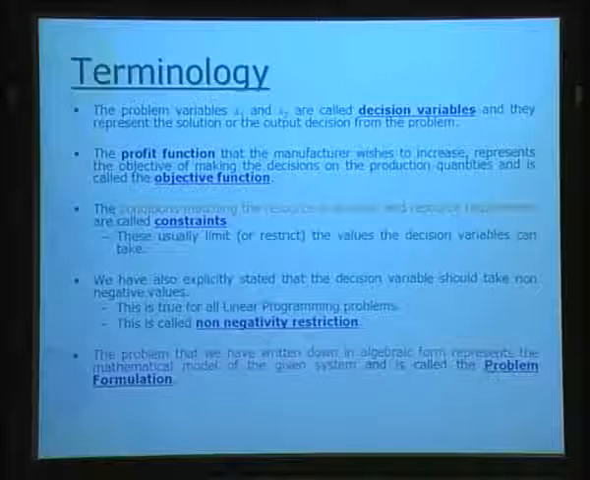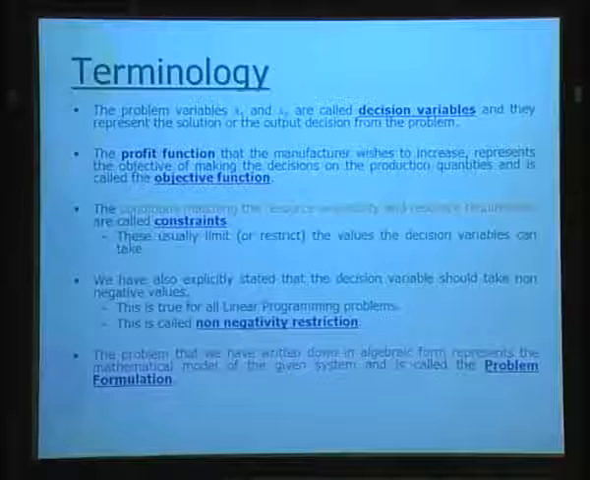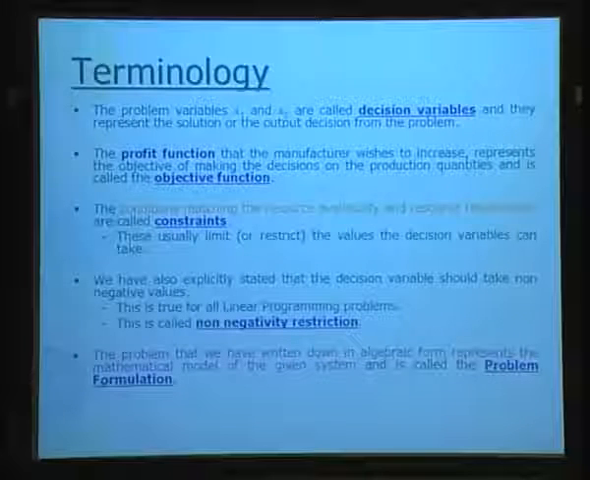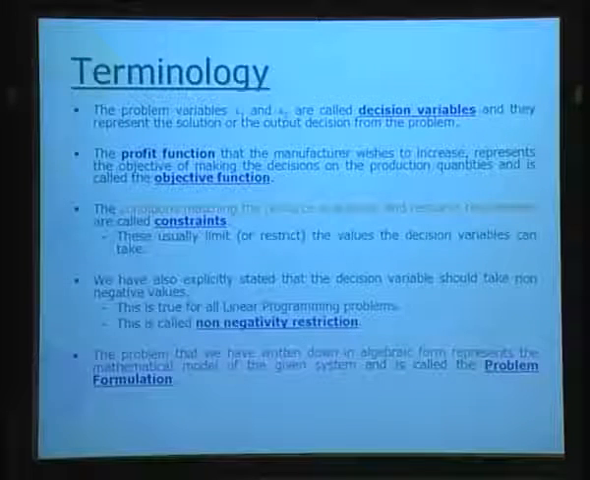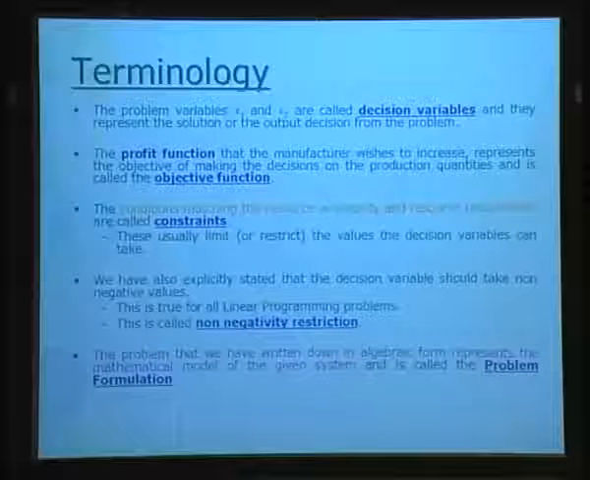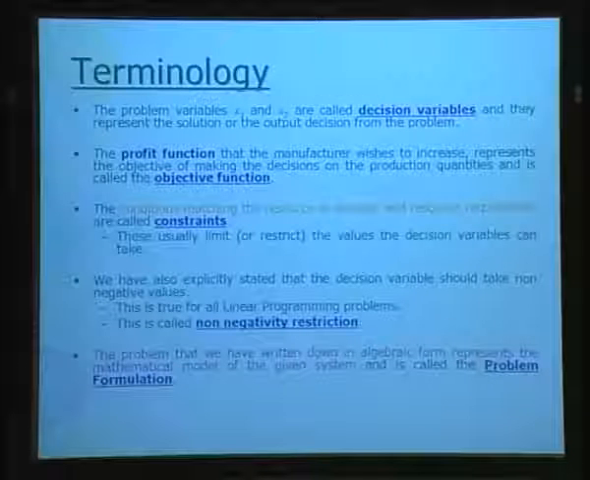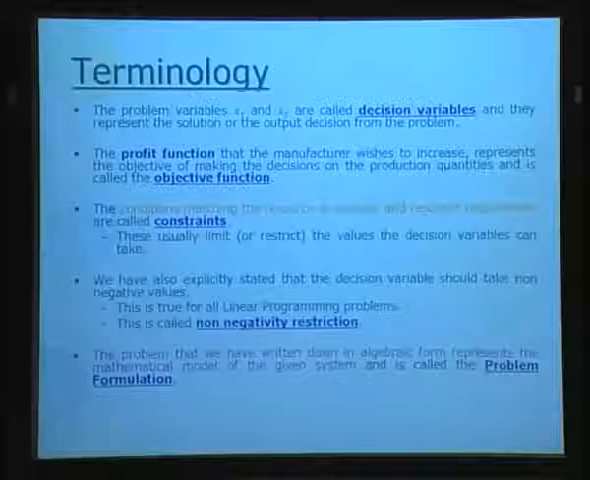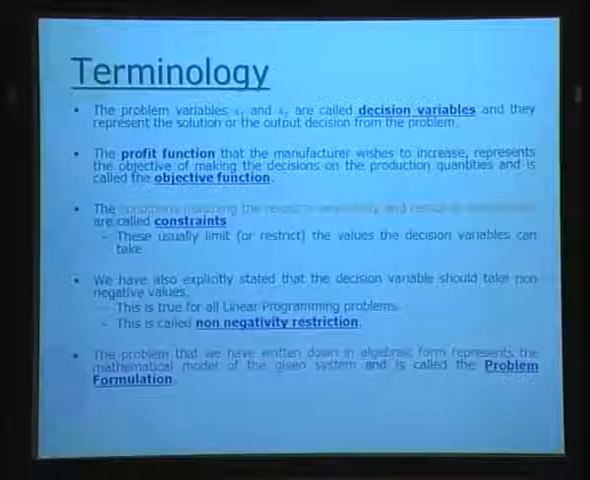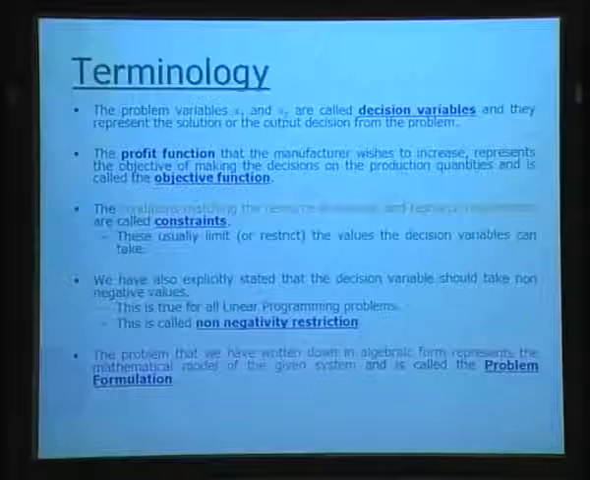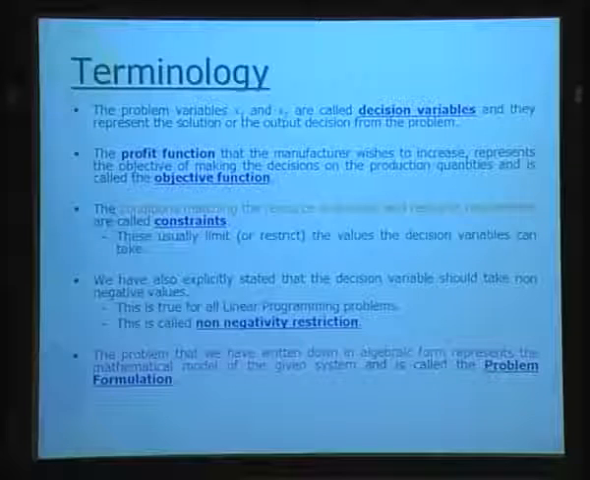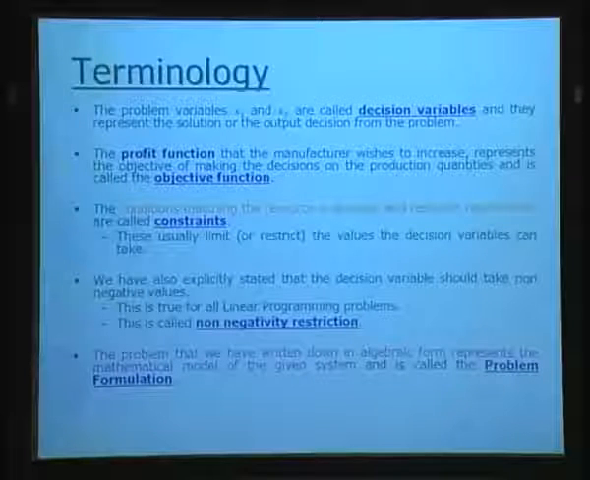The first thing that we define is what are called decision variables. The two variables that we solve for in this problem, X and Y, are called decision variables, and they represent the output. Whatever comes out as a solution will say that we make X amount of A and Y amount of B. The values of X and Y are the outcome after solving this problem.